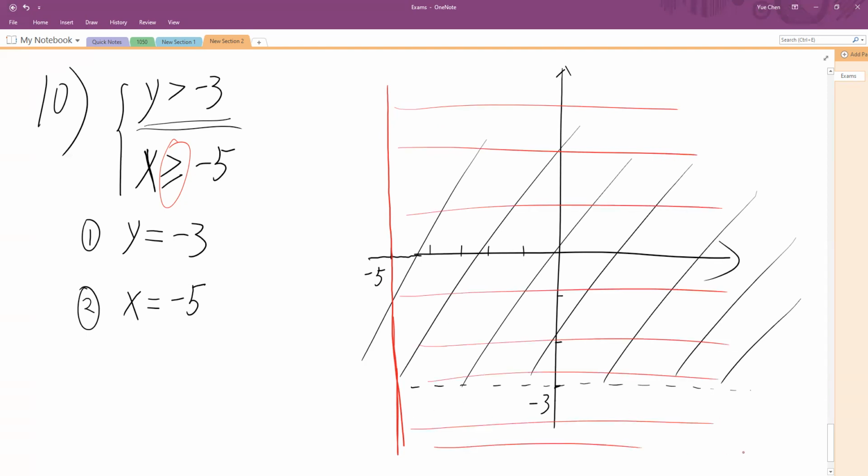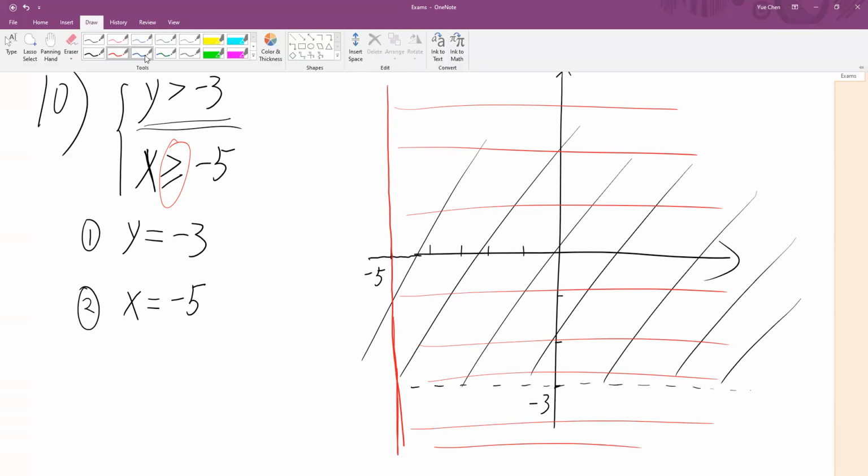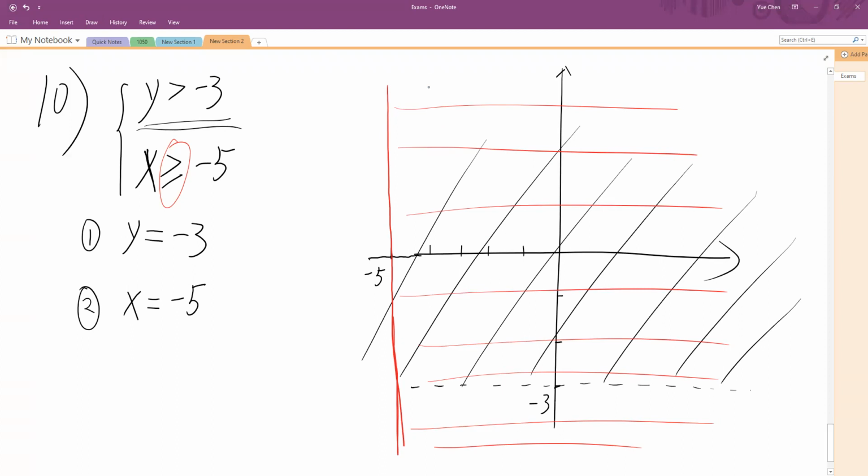So what is the common part? This time we use the blue color. So this is the common part. And here is the dashed line, and the region between these two lines.